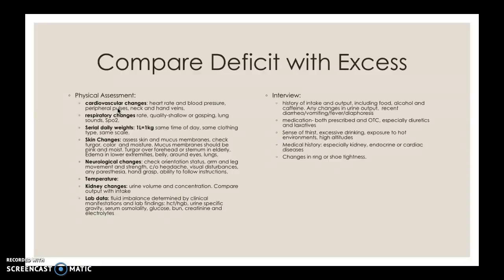For excess, you would see the heart rate also go up. Blood pressure will also go up in this case. Peripheral pulses are going to be bounding. Neck vein and hand veins are going to be distended.